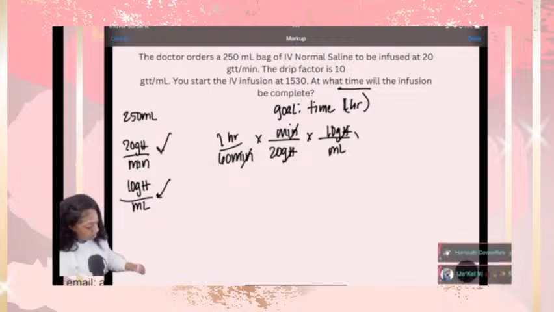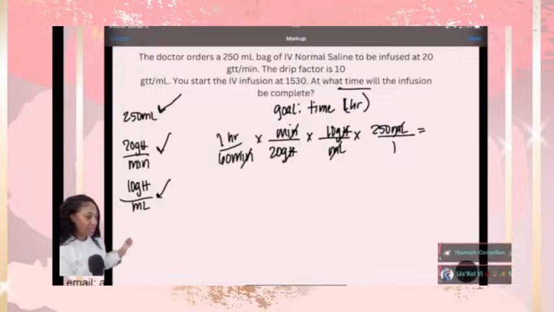My drops are now crossed out. And then we have milliliter. And so I'm going to go to this little single person right here, and that's going to be 250 ml. Everything else is crossed out except for hours.